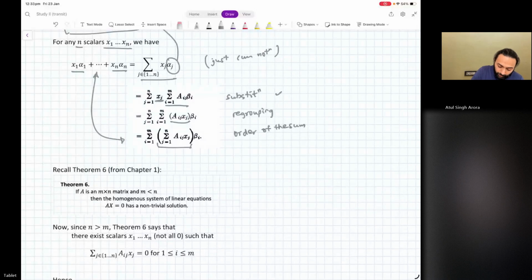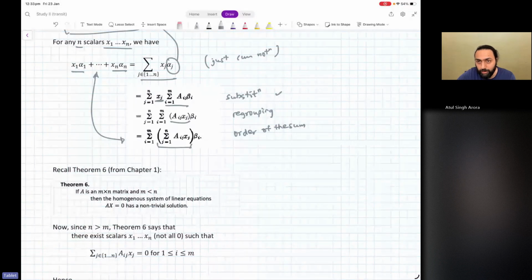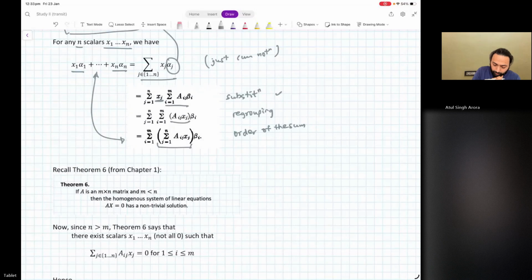There's a person with a doubt. Manan has a doubt. You guys please speak up, okay? If you have a doubt, I'm sorry, I cannot see it since I'm not looking at the screen. So how can we say that alpha j is equal to a linear combination?